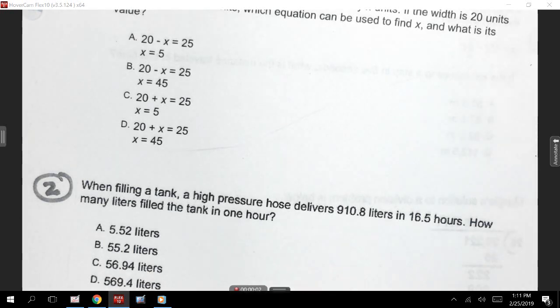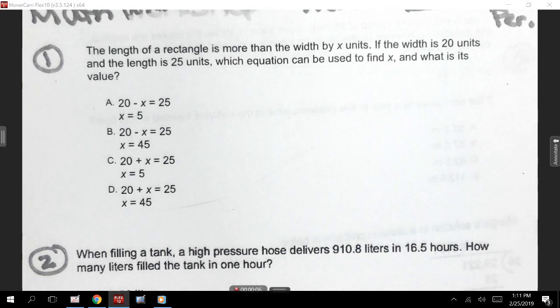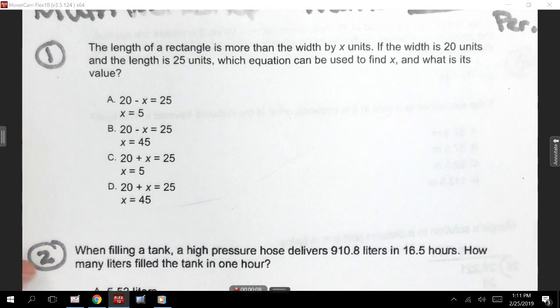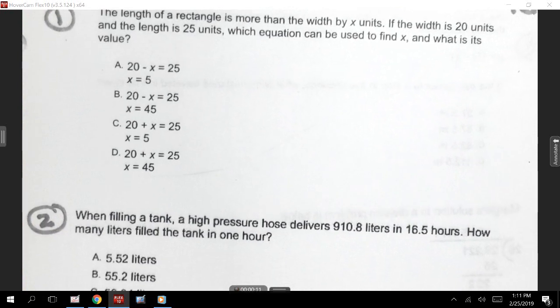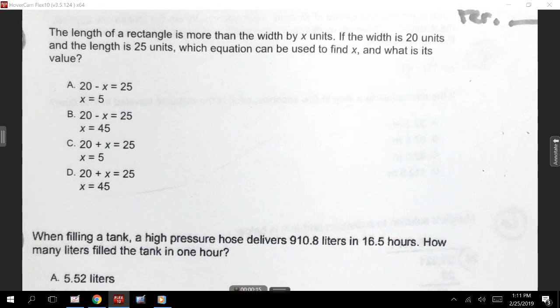Number 1. For number 1, we're looking at the math workshop. It says the length of a rectangle is more than the width by x units. Then it also tells me the width is 20, the length is 25. Which equation can be used to find x, and what is the value?